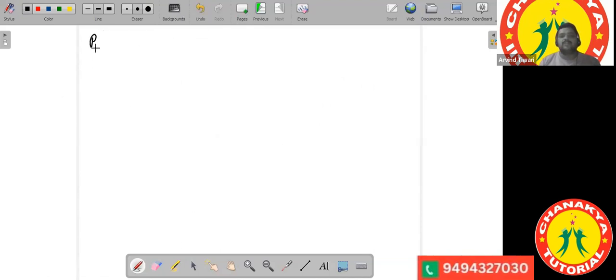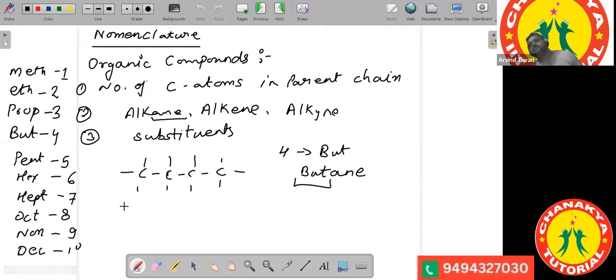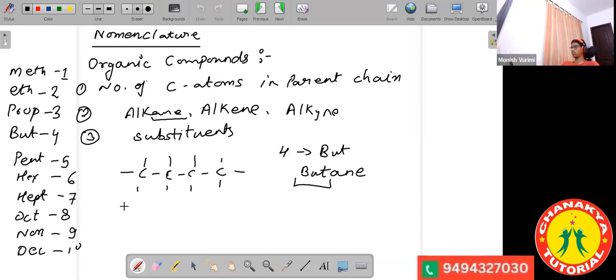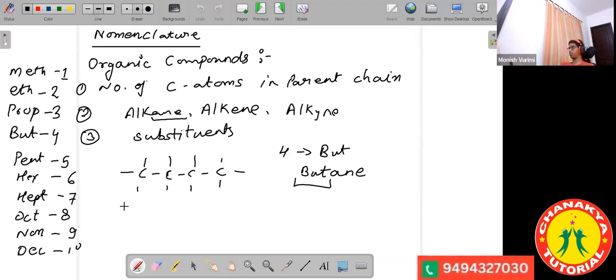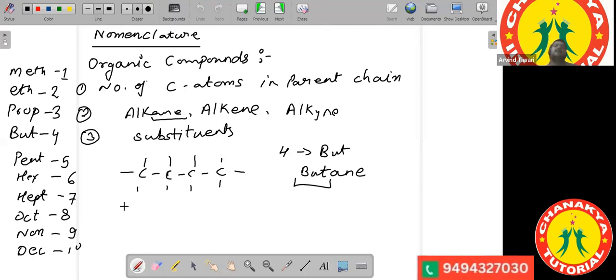Can you make the structure of propane? How many carbon atoms will be there in propane? 3. And they will be linked by single bond or double bond? Single bond. Okay, there will all be single bonds, and the other bonds will be filled up with hydrogen. All the remaining bonds of carbon will be filled with hydrogen.